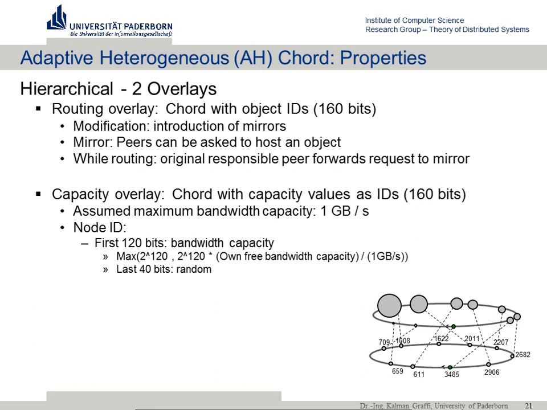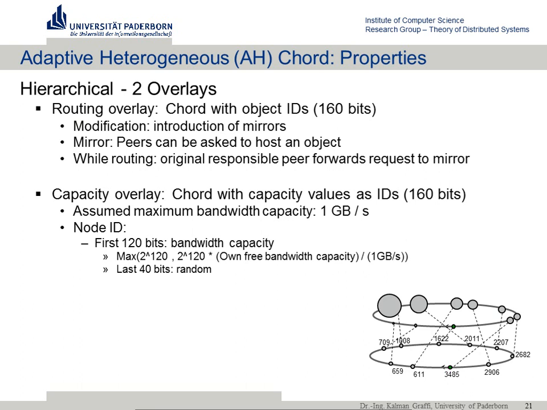This is a capacity overlay, and what it does is basically to help you find suitable peers which have the capacity that you need. That means every node in this capacity overlay picks its ID based on its capacity. So if you have a very powerful peer, it has a very high ID. If you have a very weak peer, it has a very low ID. With Chord, here's a description of how it is done: you basically have a maximum ID, maximum capacity, and all of the nodes find their position in the ID space.